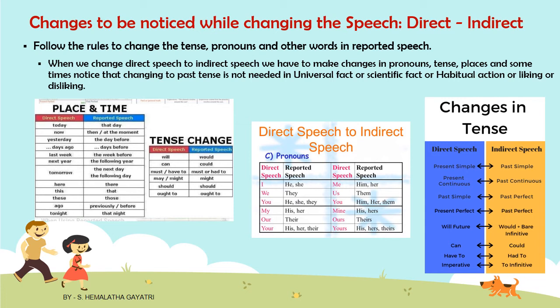Past simple will become past perfect, means here you will be adding had. Okay, so like this, present perfect will become past perfect, will plus future whatever it is will become would and bare infinitive, can will become could, have to will become had to. An imperative sentence, any statement will become to infinitive, then to plus the verb will be added there, of course. So kindly notice these changes.